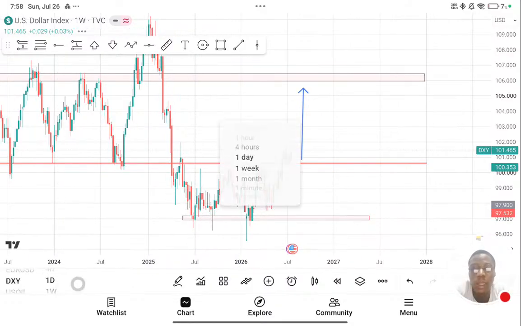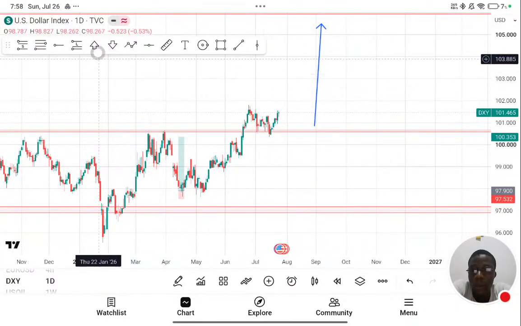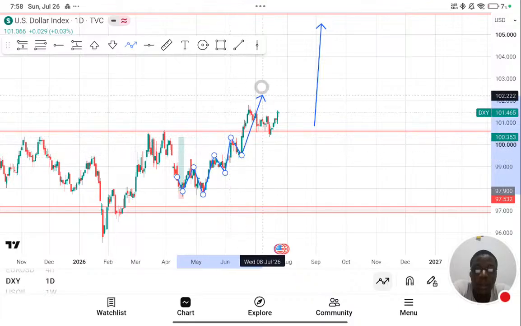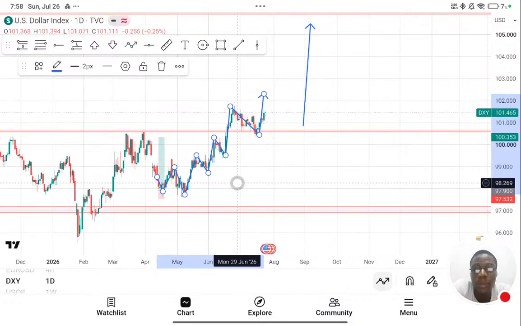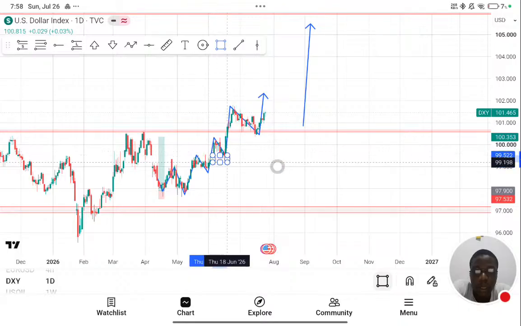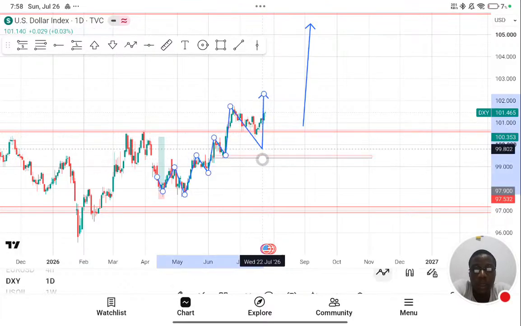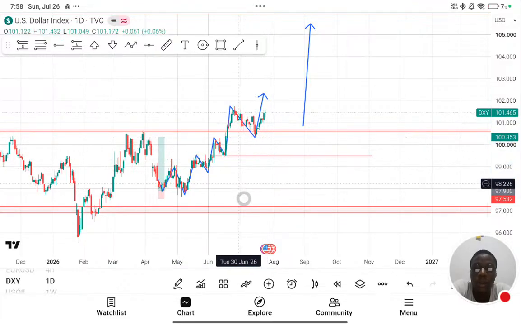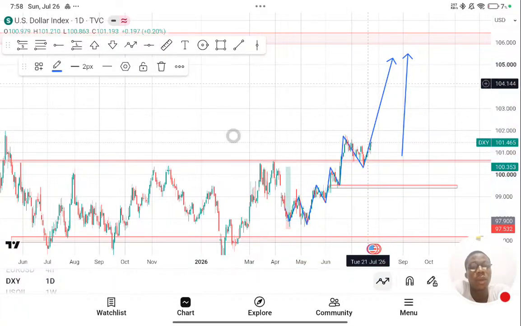And if I come down to my daily, we can see it forming higher highs and higher lows. If we do our normal market structure, we see higher high, higher low, higher high, higher low, and we'll be expecting a new high. So unless any of these lows gets taken out, we are bullish on USD. Unless maybe price comes to this level and breaks it; else if it continues with this market structure, we are bullish on the USD. So buyers, that's what we see.